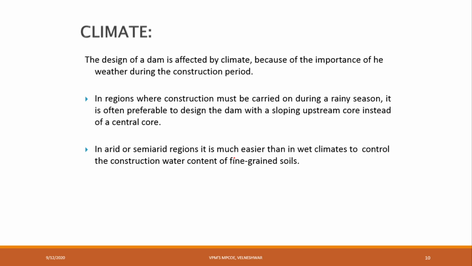In arid or semi-arid regions, it is much easier than in wet climates to control the construction water content of fine grained soil. Arid and semi-arid means, for suppose, you can say the regions of Rajasthan, Punjab, like this. Wet climates are harder to control for construction water content. Arid and semi-arid means the colder areas, like our Maharashtra conditions we can say.